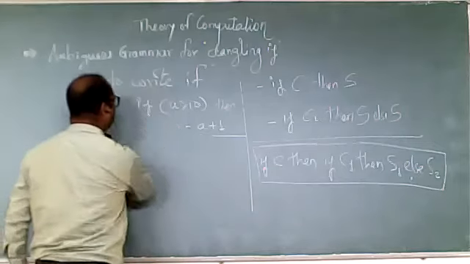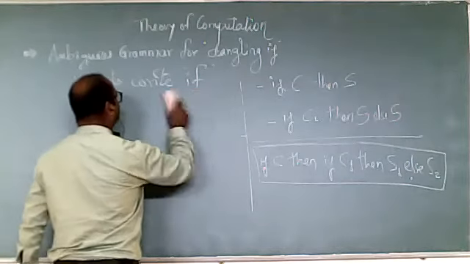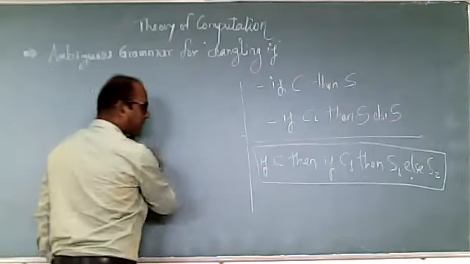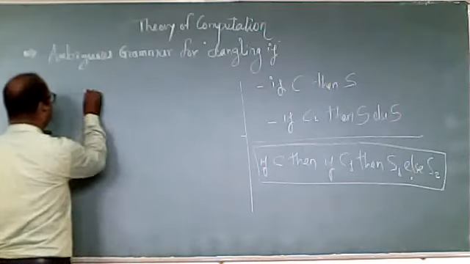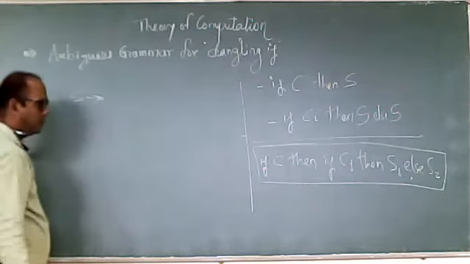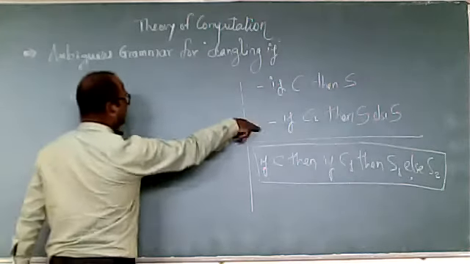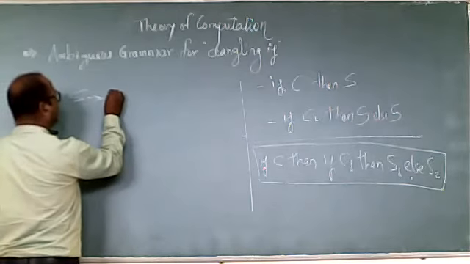Now, how to find the solution? Now, we will try to find the solution for this. So, if we are writing this statement in the form of the graph, in the form of the productions, how will I write this in the form of the production?